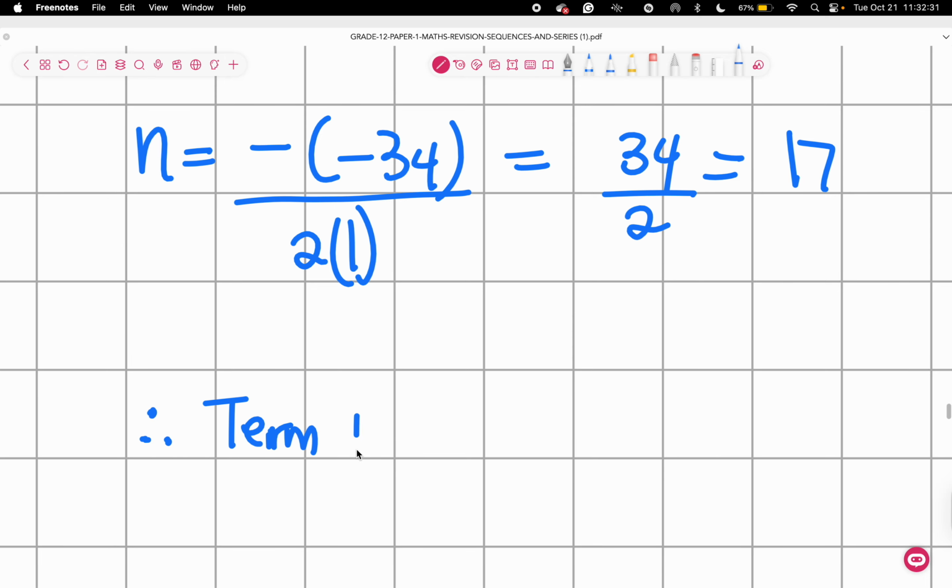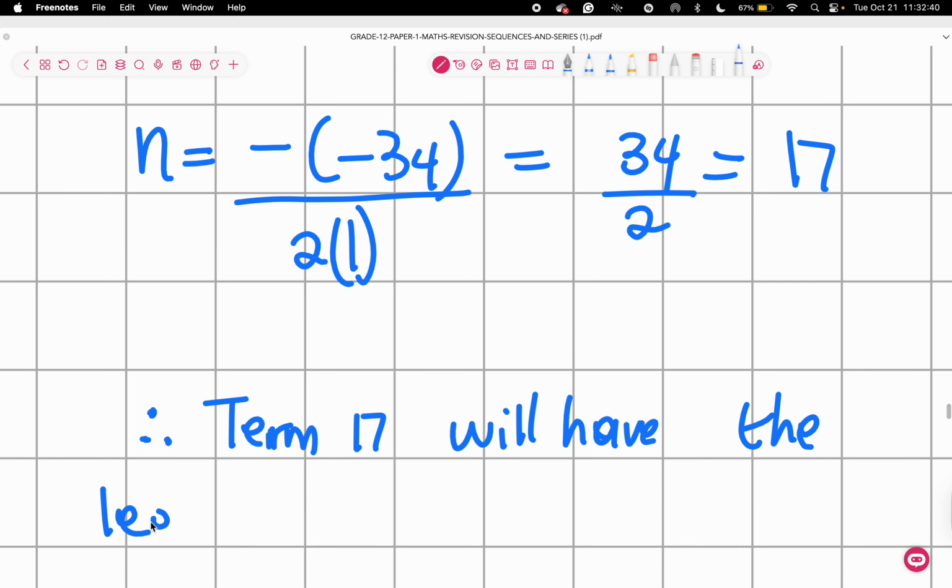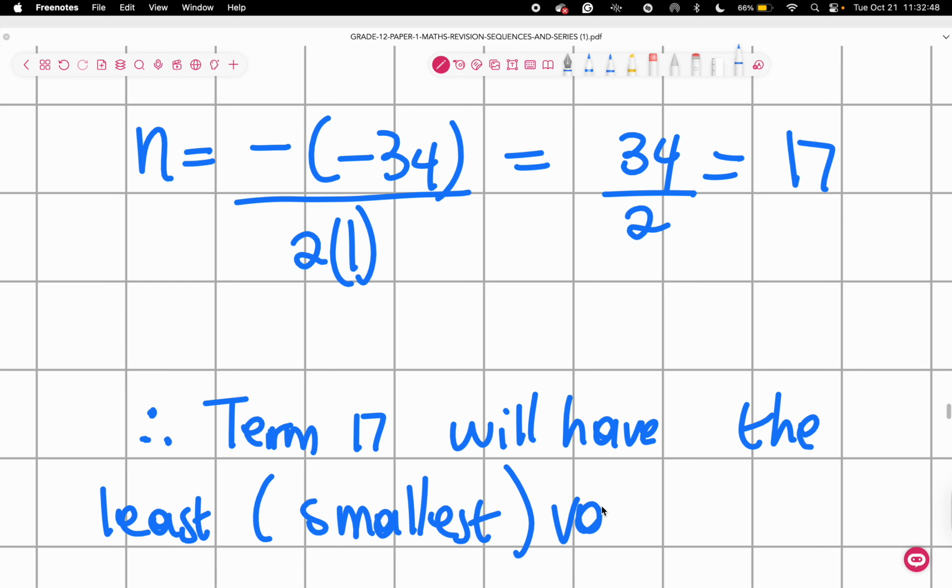So it means, therefore, term 17 will have the least, which means smallest value of all of them.